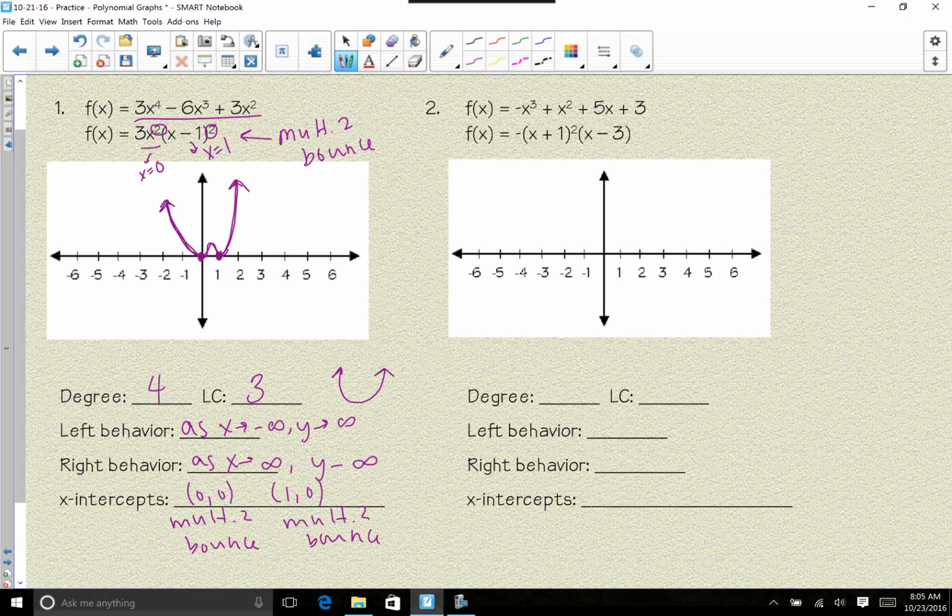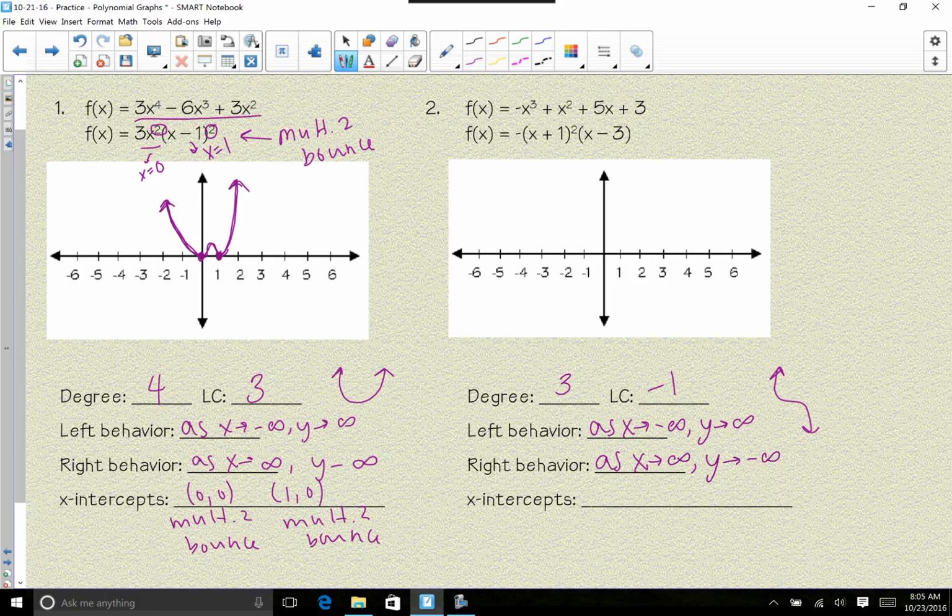Number 2. The degree here is 3. Leading coefficient is -1. Okay, so that is an odd degree with a negative coefficient. So that means this graph is going up on the left, down on the right. So on the left side, as x goes to negative infinity, y goes to positive infinity. And on the right, as x goes to positive infinity, y goes to negative infinity.